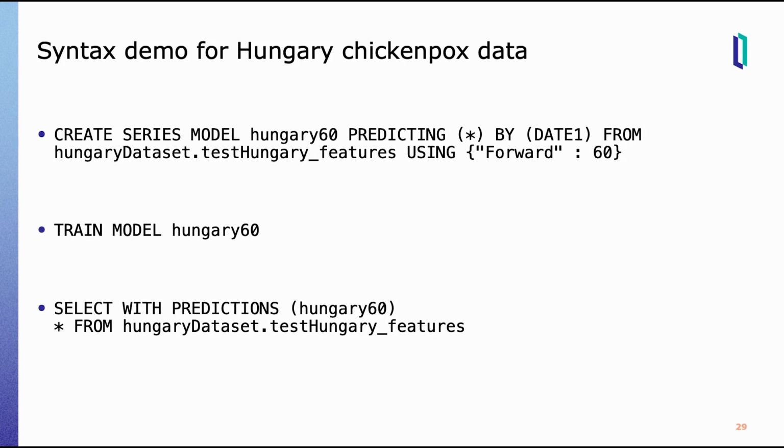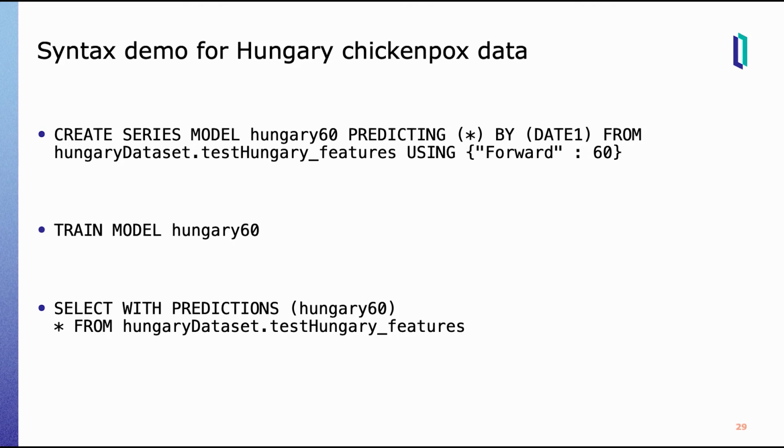And luckily, the syntax for these queries is rather simple. We start with a create model query. So we include the name of the model we're training. We're going to name this one Hungary 60. We include a list of the columns or channels we'd like to predict. Here I've used a star to indicate that I'd like to predict every channel. And then we have this by clause where you pass your date time column as well. And then you finish it with from, and then you put the name of your data source.